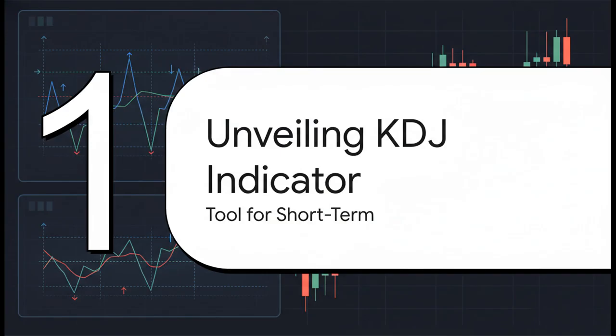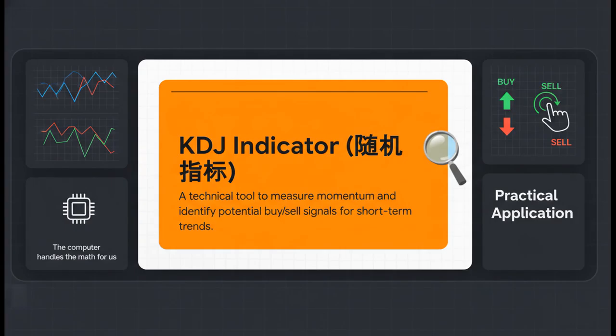All right, first up, what is this thing? The KDJ Indicator, which you might also hear called the stochastic indicator, is a super popular tool, especially in Asian markets. Its main job is to help us measure momentum and spot potential buy and sell signals specifically for short-term trends. Now, if you go and look up how KDJ is calculated, you're going to find a bunch of really complicated formulas. We are going to completely ignore those. Seriously, the computer does all the math for us. Our job is to learn how to read the chart, those 3 little lines, and use them to make smarter decisions. It's all about practical application.